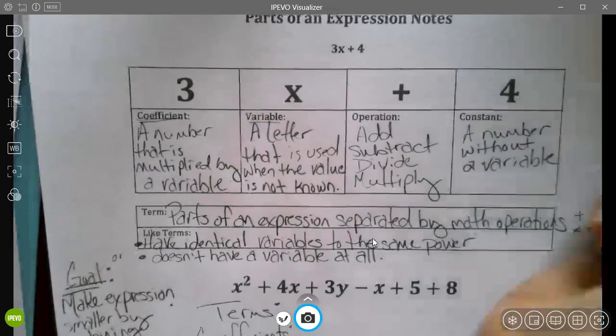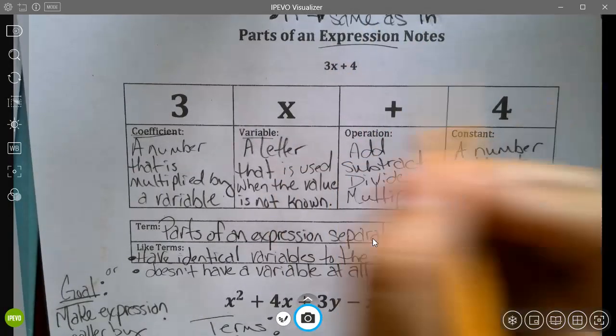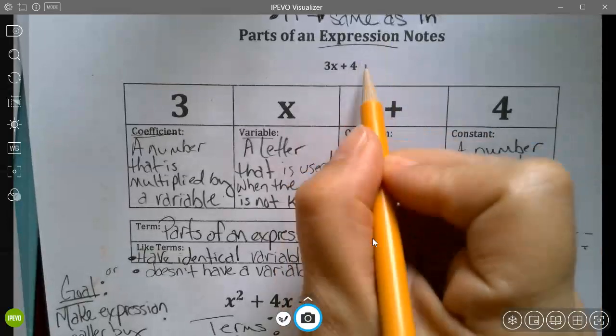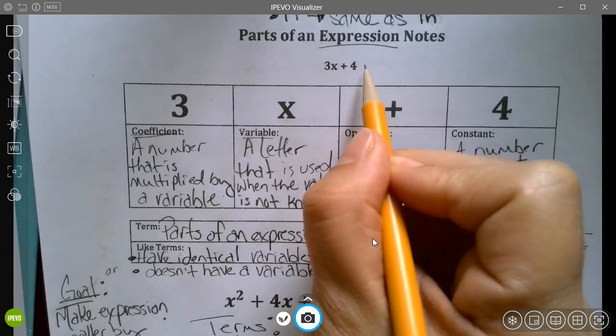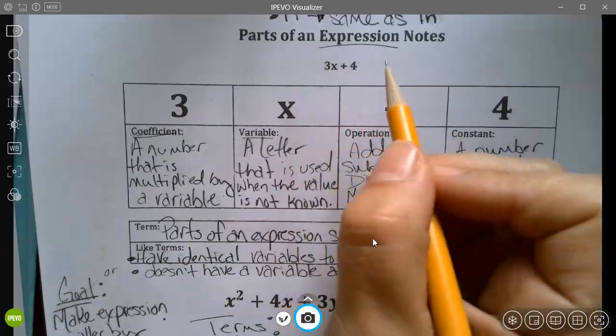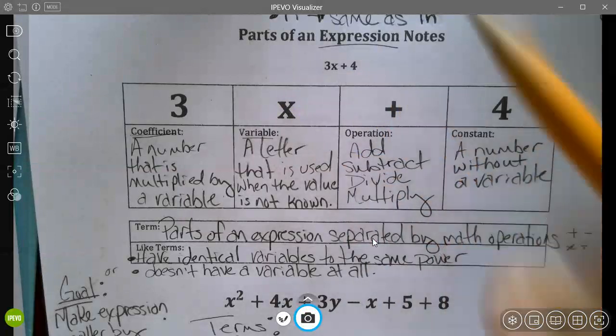So before we start, we have to know what an expression is. Well, the expression is just one side of an equation. So if I was to make this an equation, I would put equals and then put a value over here. So the expression is just the one side. And we're going to talk about what each of these means.